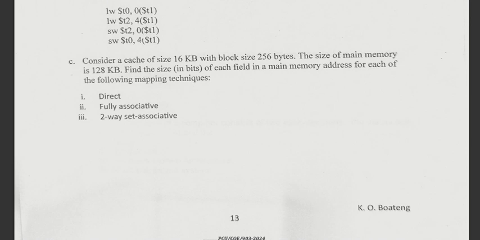So this one is under memory. The last part says consider a cache of 16 kilobytes with block size 256 bytes. The size of main memory is 128 kilobytes. It says find the size in bits of each field in the main memory address for each of the following mapping techniques. So you are using direct mapping for the first one.